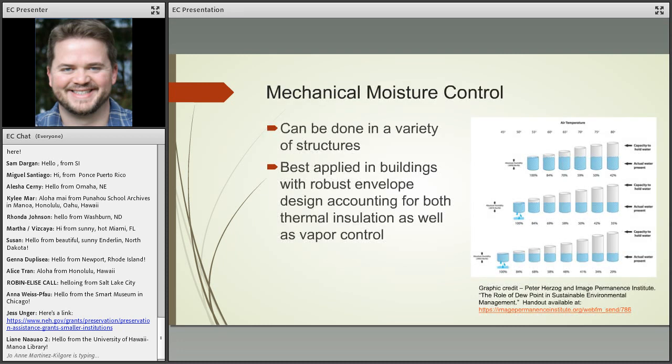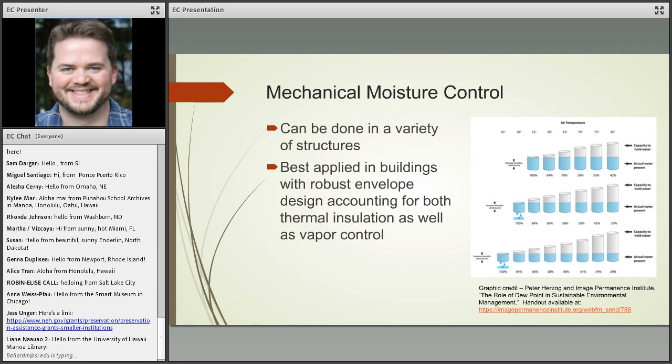So, moving into the meat of today's discussion, I realize that I took a fair amount of time on those, but I think they're pretty critical concepts that I hope everyone can think about as they're looking at it in their own institutions. When we think about moisture control with mechanics and with mechanical systems, we understand that this can really be applied in a lot of different structures.